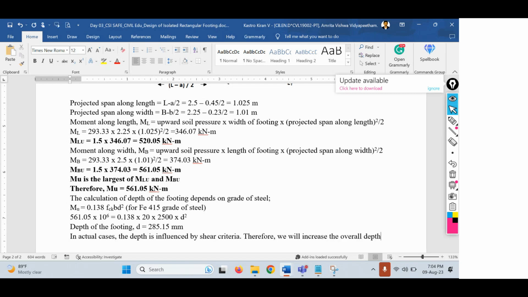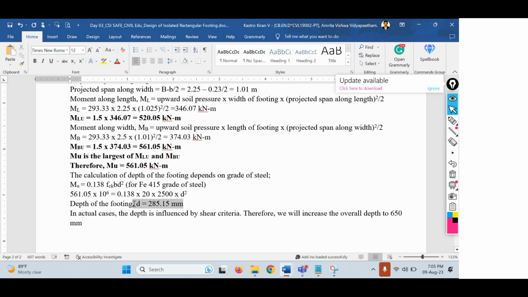Okay, we will increase the overall depth to, let's say, 650 mm. Now you might have a direct question here. The depth of the footing, let us consider this as the effective depth, small d. The depth of the footing is 285 mm, but I am considering the overall depth, that is capital D, as 650 mm directly. Why am I not rounding it off to either 290 mm or 300 mm?